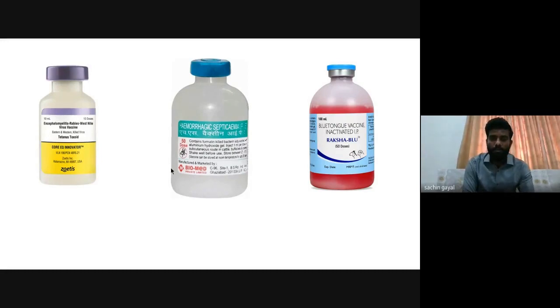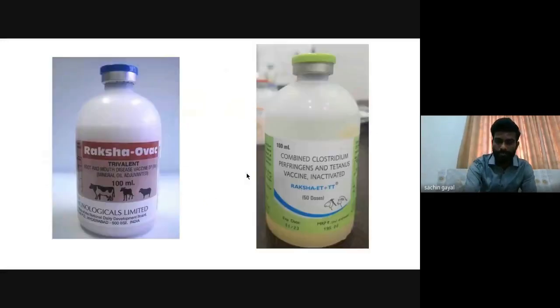And it is given after 6 months of age and then before the monsoon season annually. Then there is a bluetongue vaccine, which is inactivated. It also contains aluminum hydroxide, and it protects the animal from bluetongue disease. You can see the Raksha Ovac. It is a trivalent vaccine for prevention of foot and mouth disease. They mentioned there that a mineral oil adjuvant is used for that vaccine. So it gives immunity against foot and mouth disease.